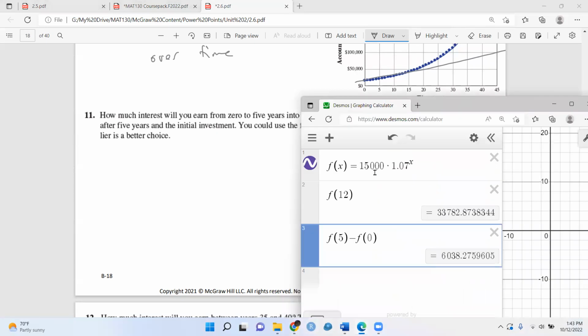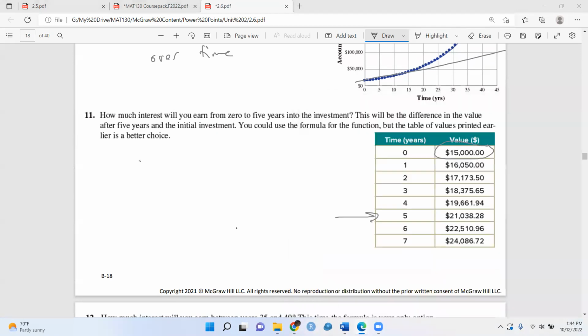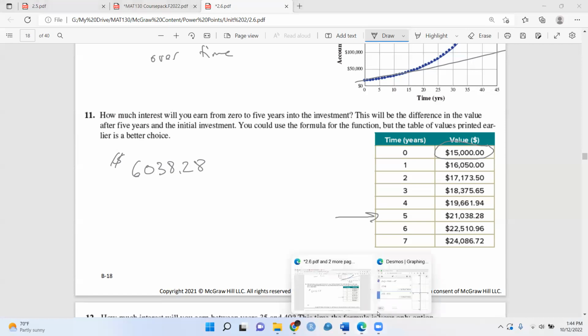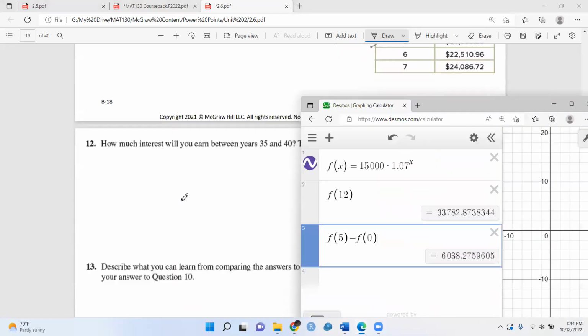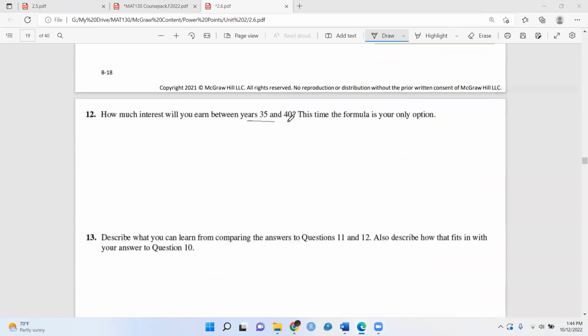Well, notice how I wrote that. I didn't have to rewrite things a bunch of different times. I just did f of 5 minus f of 0, and I got 6038.28. That's the amount of interest. The author says use the formula for the function, but the table of values is better. Absolutely not. This is so much better. Well, then look, it says, what about years 35 to 40? Same thing, right? If I take f of 40 and subtract from it f of 35, I will get the amount of interest earned between those 2 years.